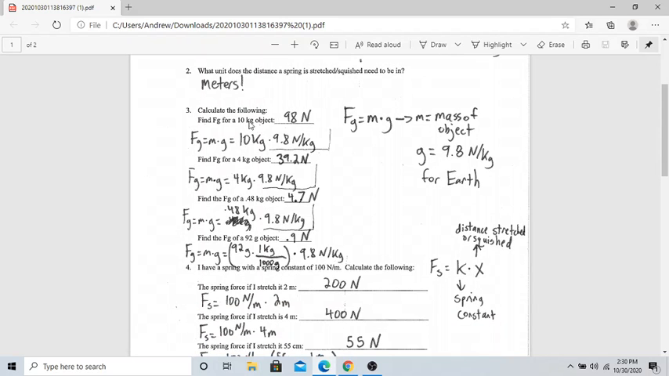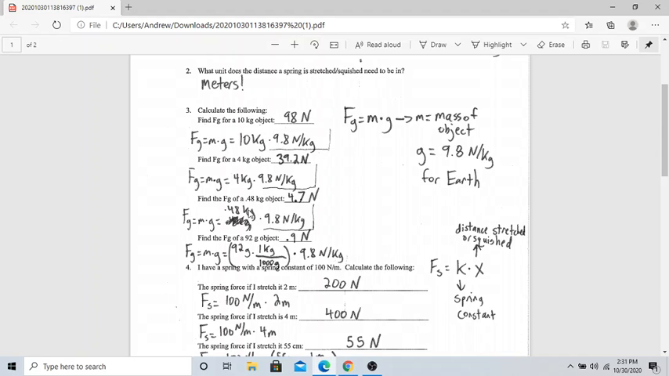Now, number 3 is a bunch of calculation questions, and they're all related to the same thing. I want you to calculate the weight of each of these objects. I don't explicitly say where we are, but if I just say calculate the weight of something, you can assume we're on the Earth.